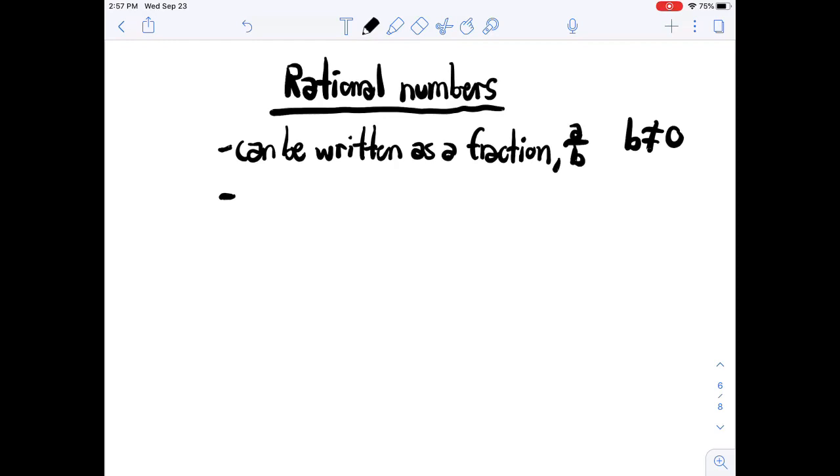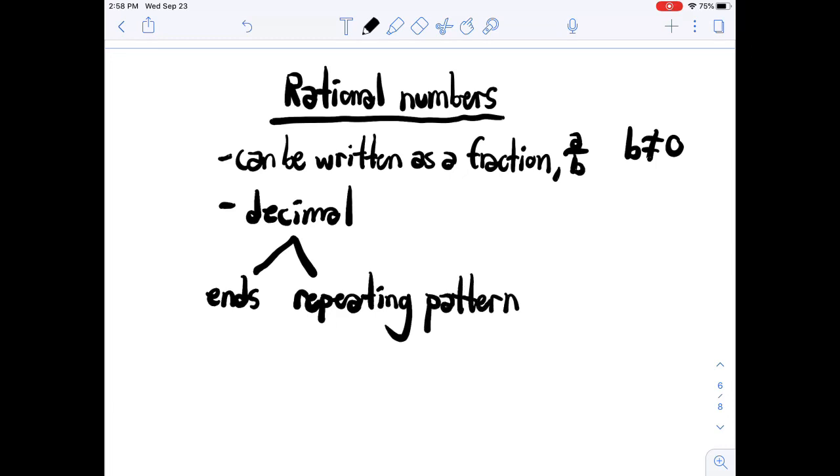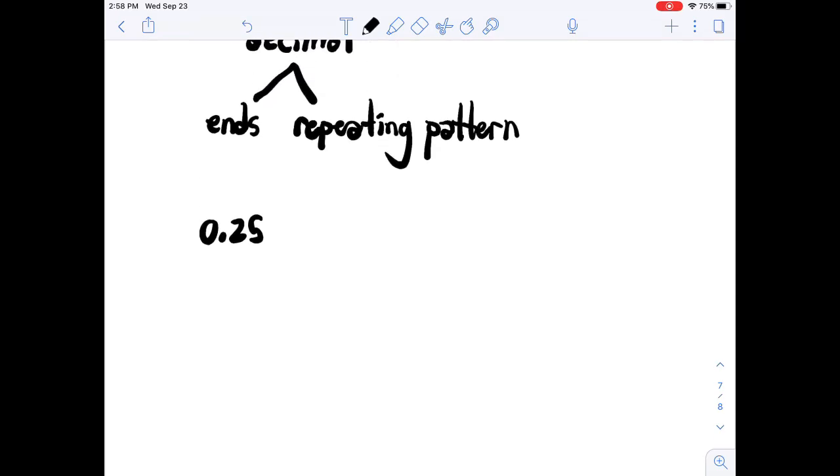Rational numbers can also be expressed in the form of a decimal on either of two conditions. One is that it ends, or two, that it has a repeating pattern. And I'll show you what I mean down below. Take 0.25, for example. This is a rational number because it ends. It ends at this 5 here.